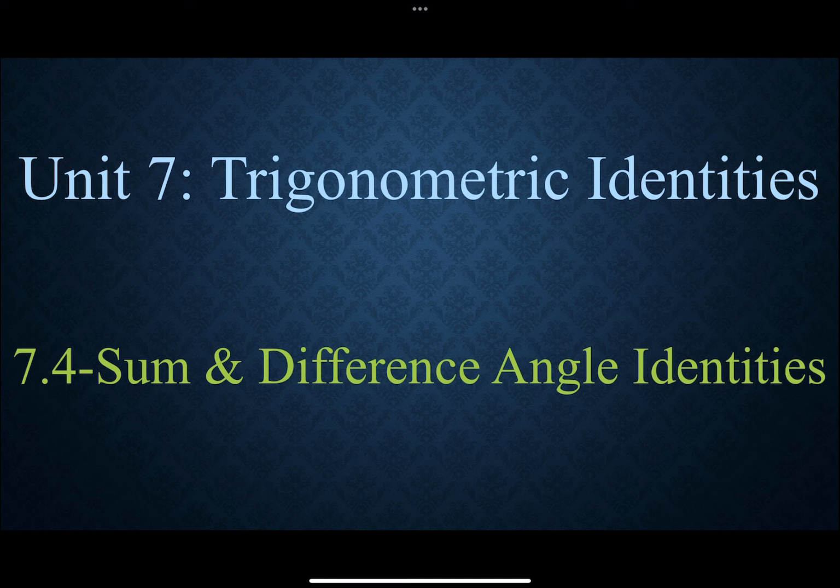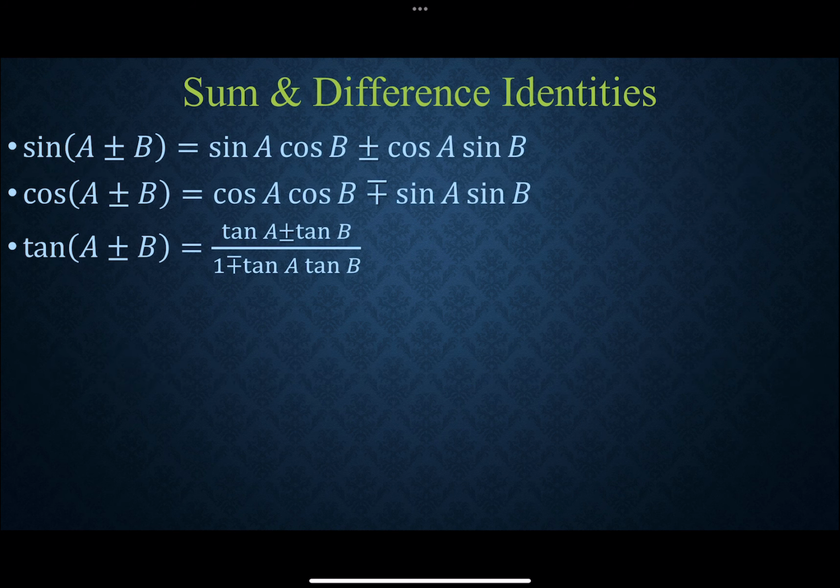So today we're looking at 7.4 sum and difference angle identities. We've gone through your basic fundamental identities. We've gone through the idea of verification and solving. So now we're talking about different types of identities. That's what the next four lessons are going to be about, different angle identity types. This one's sum and difference.